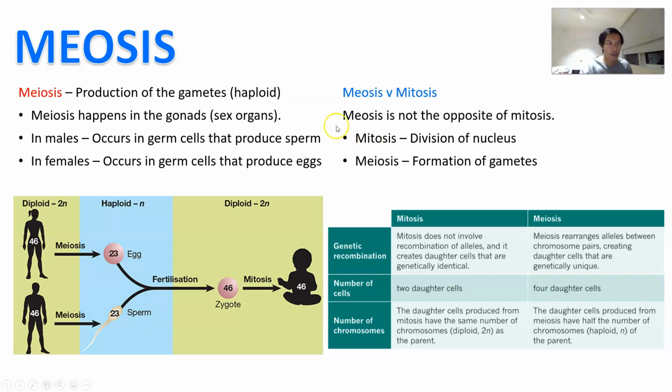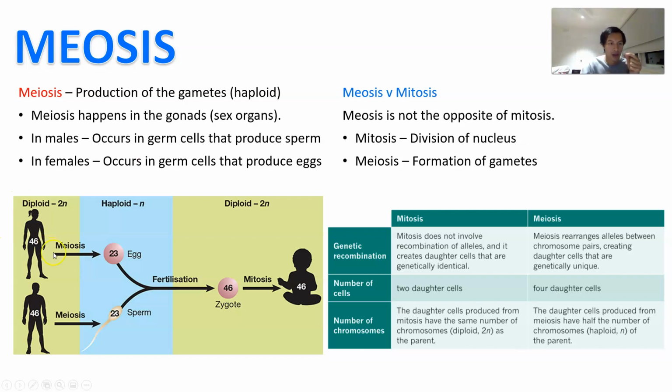All right. So meiosis, by definition, is the production of gametes, which are haploid in number. It happens in the gonads, which are your sex organs. So for males, it occurs in the germ cells that produce the sperm in the testes, and then in females, the germ cells produce the eggs inside the ovaries.